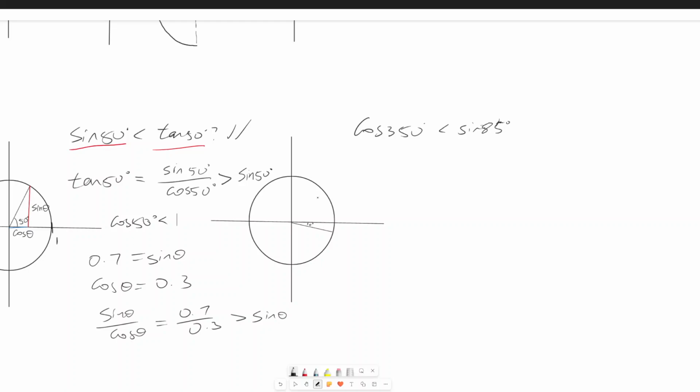Okay, 10 degrees. So let's again complete the triangle. So cos 350 is going to be this space here. This space here is cos 350. Cool. Now let's see where sine 85 is. So 85 is going to be in the first quadrant, and it's going to be 5 degrees away from the y-axis. So this is going to be sine 85.